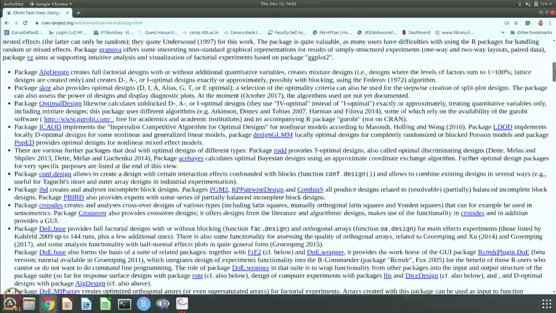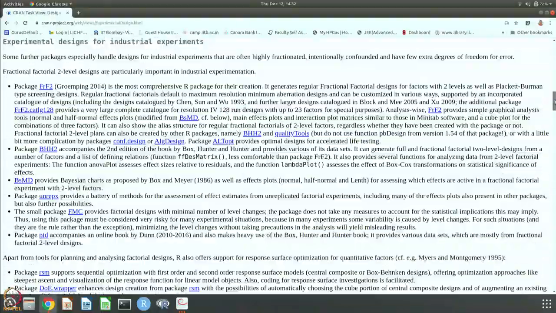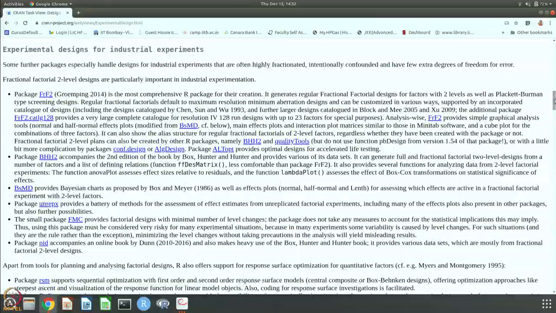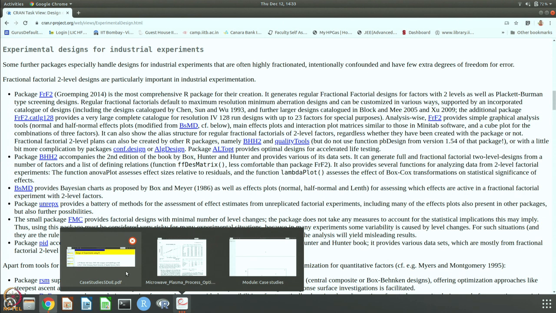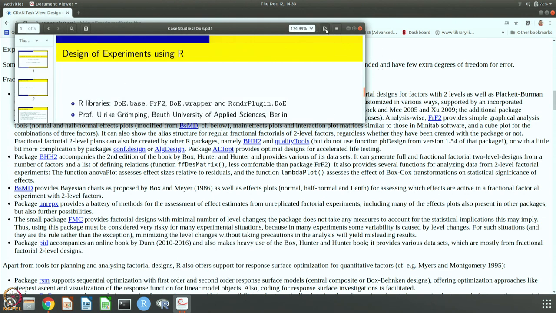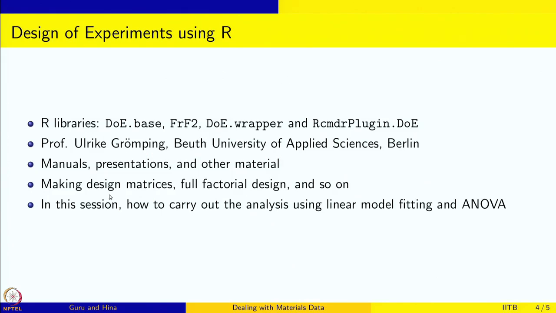There are lots of libraries and material available, and they also refer to Grömping's work. They have the fractional factorial two level design, which is a very comprehensive R package. And there are other packages also which you can explore for doing the design of experiments. However, in this session, this is not what we are planning to do. We want to carry out the analysis using linear model fitting and ANOVA.